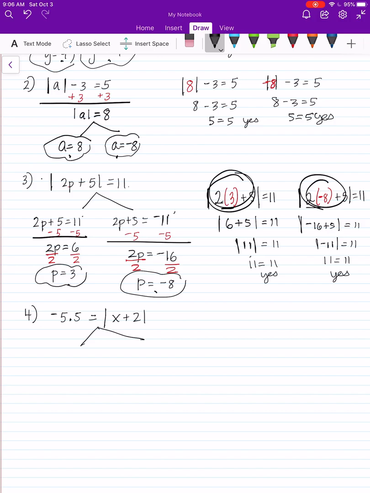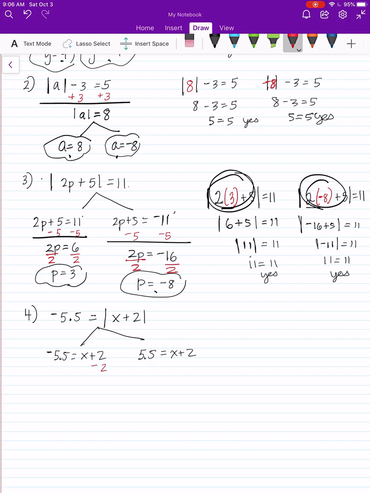Now, the first thing I really do is copy all of this without the absolute value sign. So negative 5.5 equals x plus 2. And then I drop it, and then it would be positive 5.5 equals x plus 2. So I hope you realize that's what I'm always doing. I'm setting it up to the positive and to the negative once I have it isolated. All right, so now I go ahead and solve.